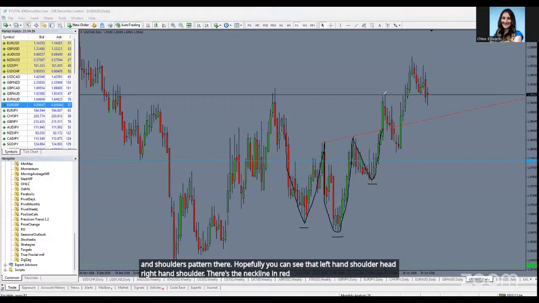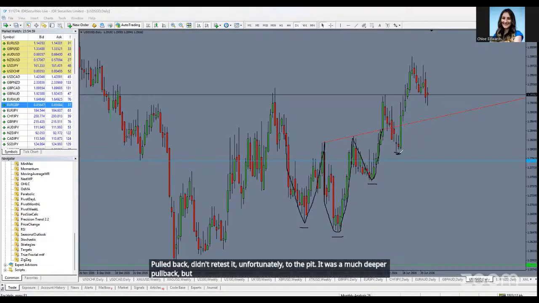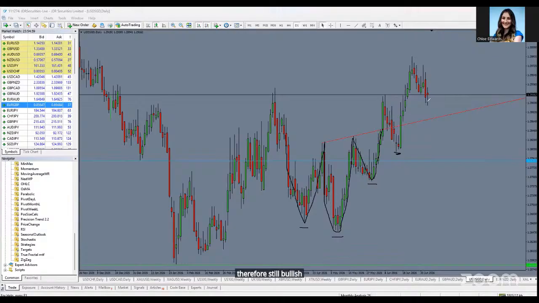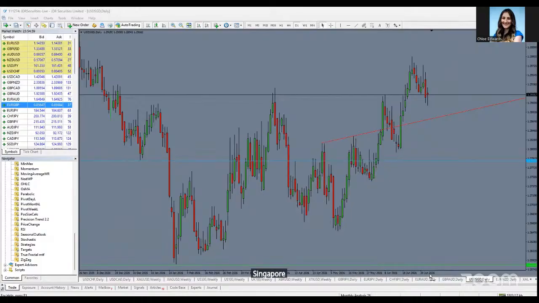So we broke up through there, pulled back, didn't retest it, unfortunately, to the pip. It was a much deeper pullback, but it still gave us a higher low, therefore still bullish and continuing. So I'm looking for a new higher low, which could perhaps form at this point here, and then I will be looking for a continuation of the uptrend on Singapore dollar. So that's it for all of the Forex pairs I wanted to cover.